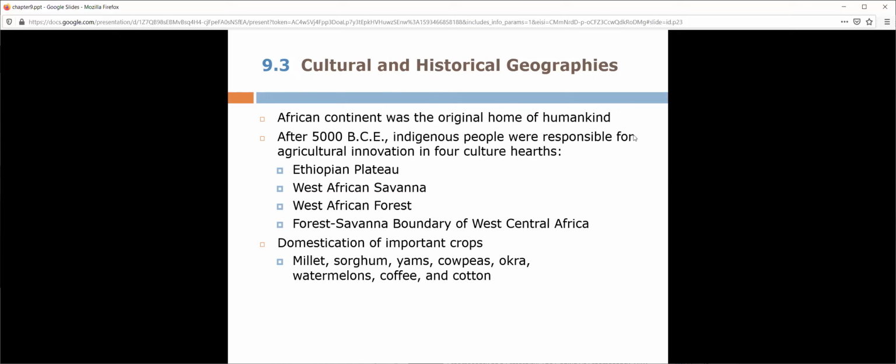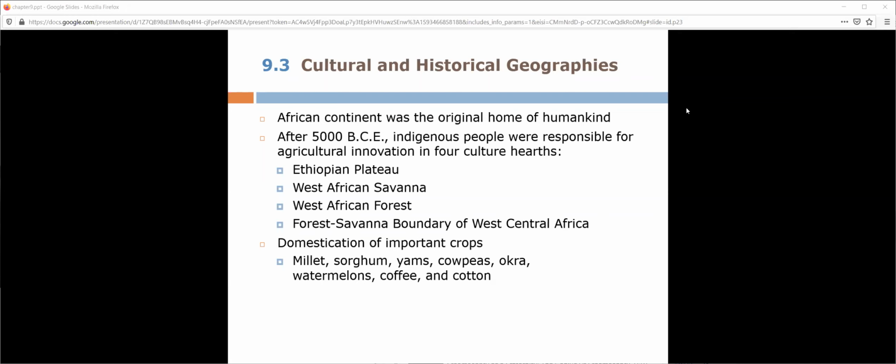About 5,000 BCE, before the Common Era, indigenous people were responsible for agriculture innovation in four basic cultural hearths: the Ethiopian Plateau, West Africa's savanna forest, and the West Central Africa boundary between those. These four areas are where our oldest evidence for humanity and civilization of some shape or form happen. This is where humans started.